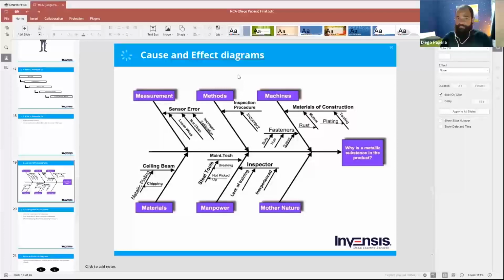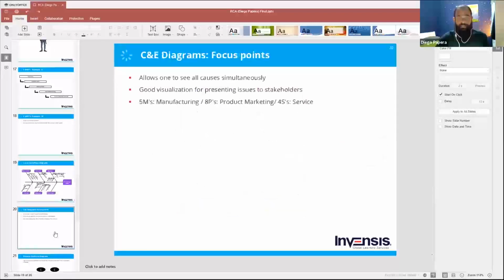So the machinery is basically, we can see here, that the motors of the machinery are affected by rust. And as a consequence, that could be the reason why there's a metallic substance in the product. And we have, for example, in the methods, an incorrect inspection procedure. Under measurement, we have some issues, for example, with the sensors. With the manpower, we have some other issues, and so on.